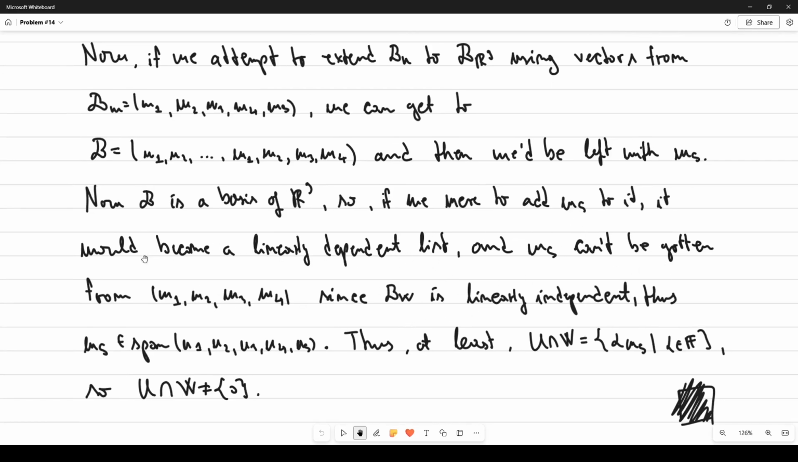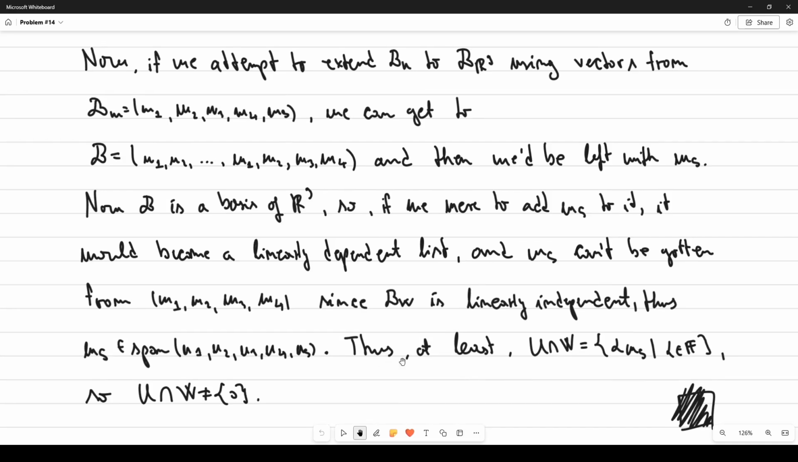So when we add w5 to b, the list becomes linearly dependent, and w5 can't be gotten from this list since the basis of w is, well, a linearly independent list. Thus, w5 has to be from the span u1, u2, u3, u4, u5.